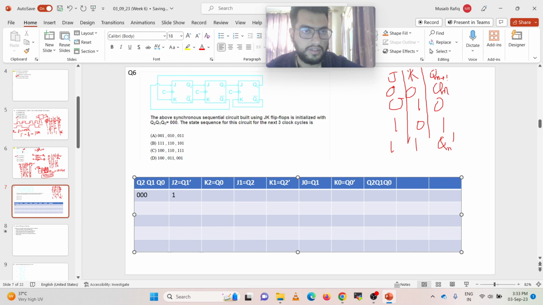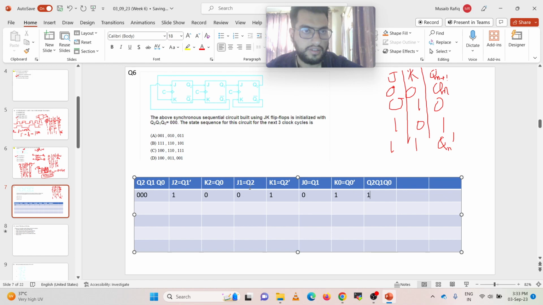Our Q2 is equal to Q0, that will be equal to 0. Our J1 that is equal to Q2 will be equal to 0. Our K1 equal to Q2 bar will be equal to 1. Our J0 equal to Q1 will be equal to 0, and it is Q0 bar that is equal to 1, right? Now Q2 will be depending on J2 and K2. So J is equal to 1 and K equal to 0, so it is 1.